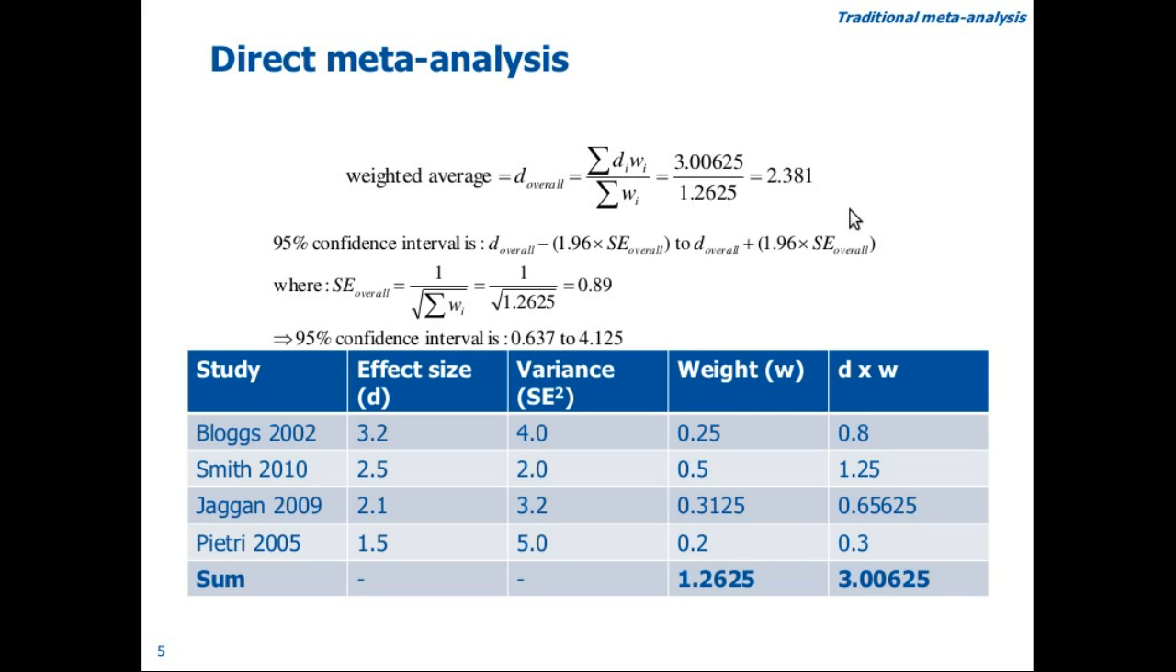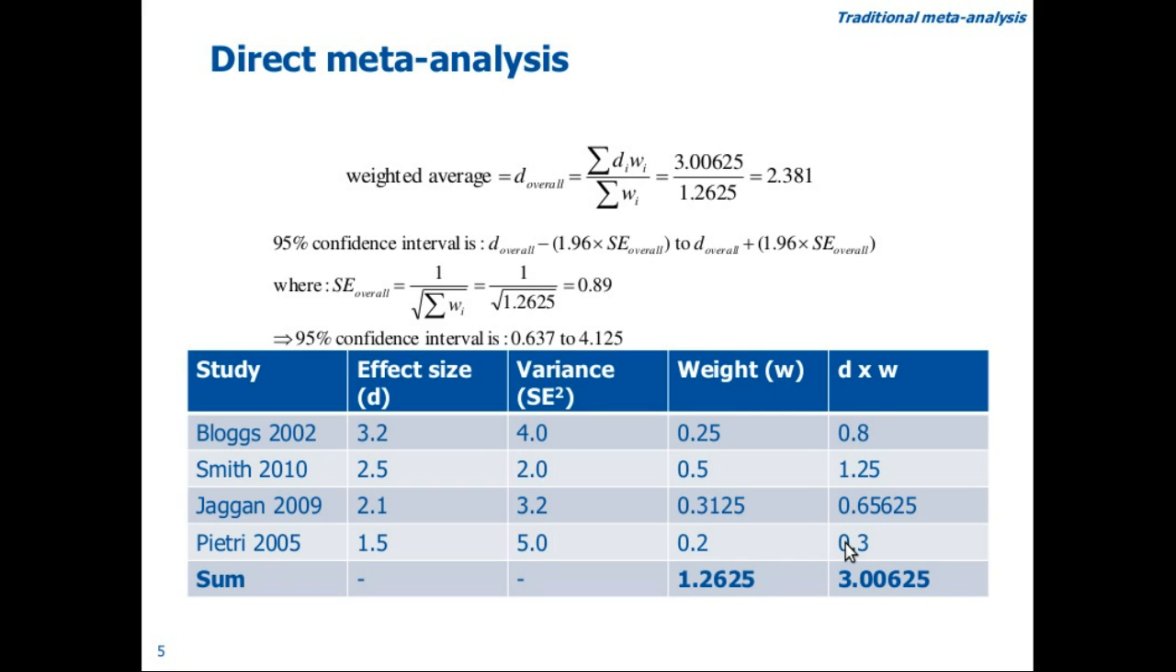So just to talk you through this equation, because if you're not familiar with the sorts of nomenclature that we use, this can look a little bit confusing. All this is saying is that our overall estimate of effect is produced by summing, that's what this sigma here means, our individual effect estimate, d_i, multiplied by our weight, w_i. So 3.2 times 0.25 is 0.8, so that is d_1 w_1.